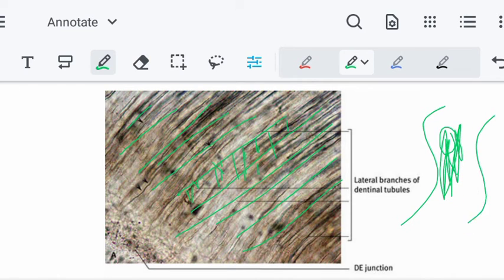Around this dentine there is a peritubular dentine. I'll tell you in the later classes. This is actually around the dentinal tubule. This peritubular dentine is present here between the two dentinal tubules. This is intertubular dentine. So what happens is these lateral branches, which are called canaliculi or microtubules, extend into the intertubular dentine. Okay, this is the intertubular dentine, right?